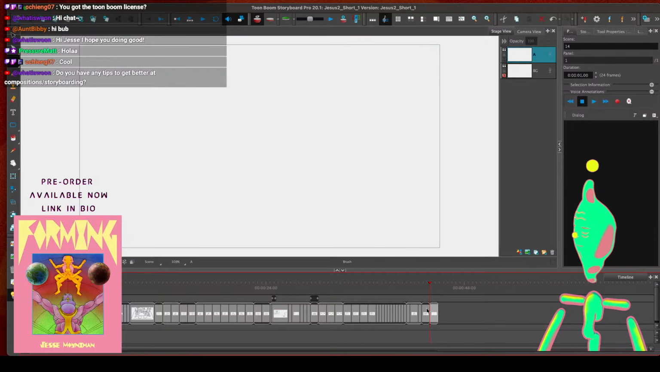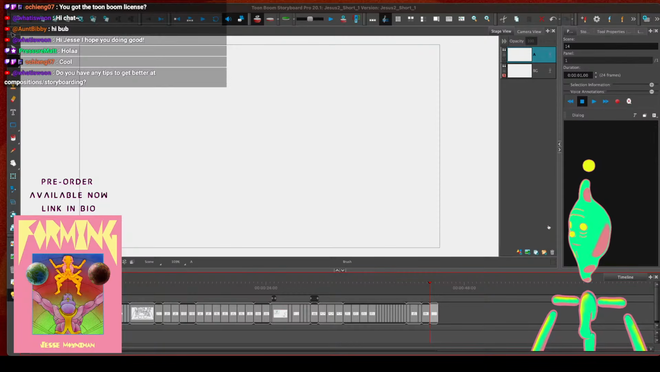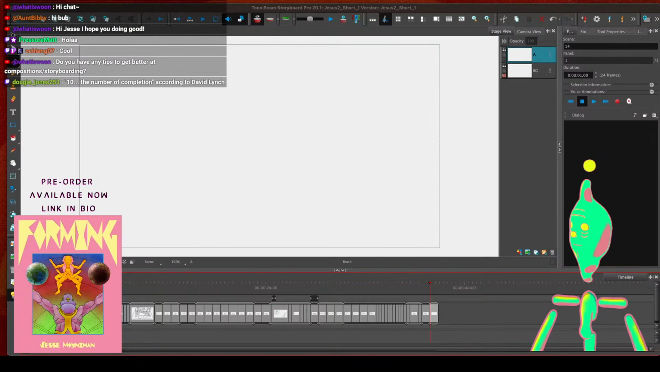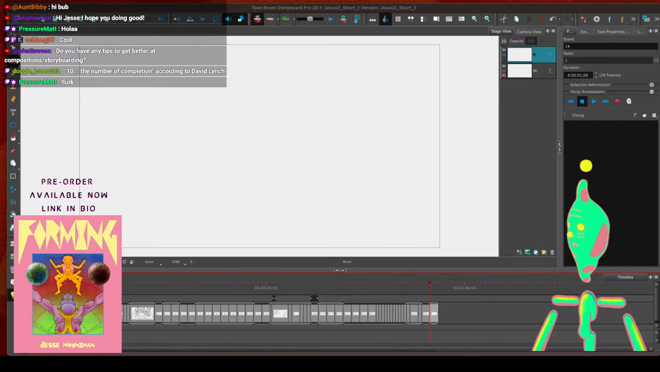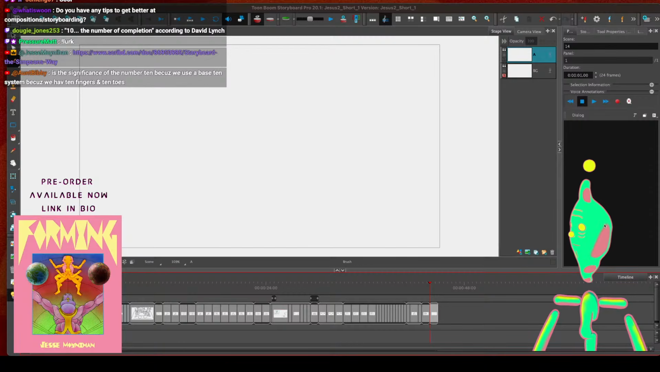Do I have any tips to getting better at composition and storyboarding? Yes. Let me, I'll post a link. A really basic one, this pretty much covers storyboarding for television. It's a PDF called Storyboarding the Simpsons Way. So I'll post it in the chat. Just read that PDF. It's only like 15 pages. And it pretty much covers, if you can follow all those rules, you're basically a professional storyboarder.